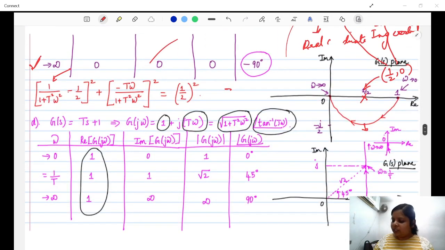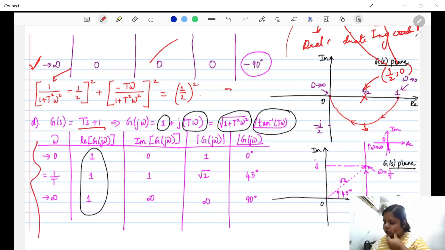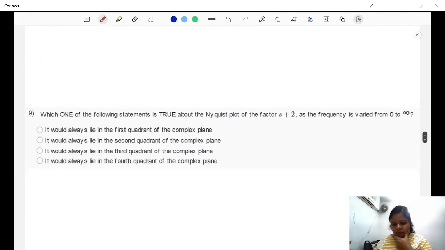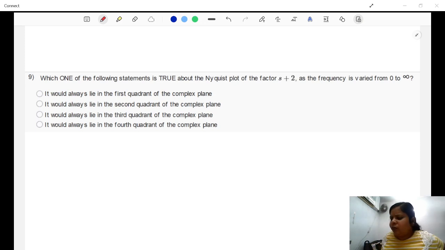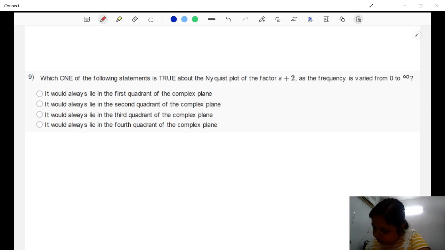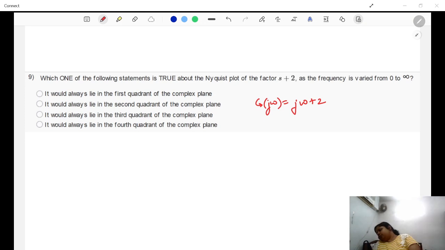We had other questions in which there was some time constant and then you tried to find out what the Nyquist plot is in this case. So all of these were already covered. We'll proceed with the questions. Which one of the following statements is true about the Nyquist plot of s plus 2? If you want to find out the Nyquist plot of s plus 2, let's see this question. j omega plus 2.